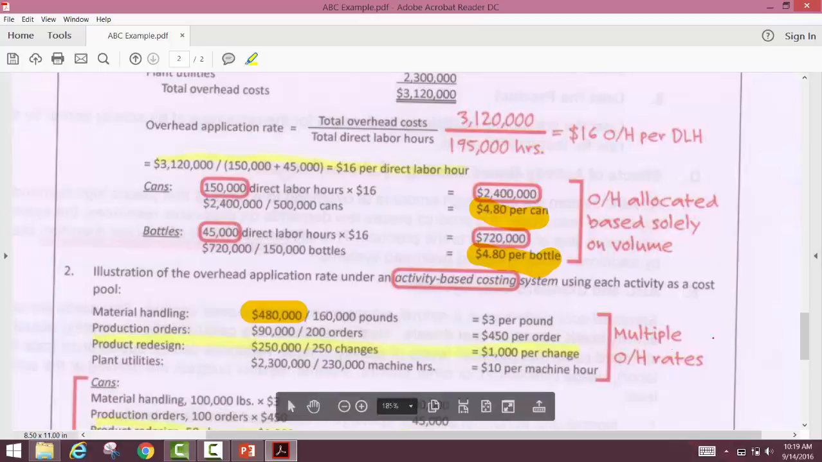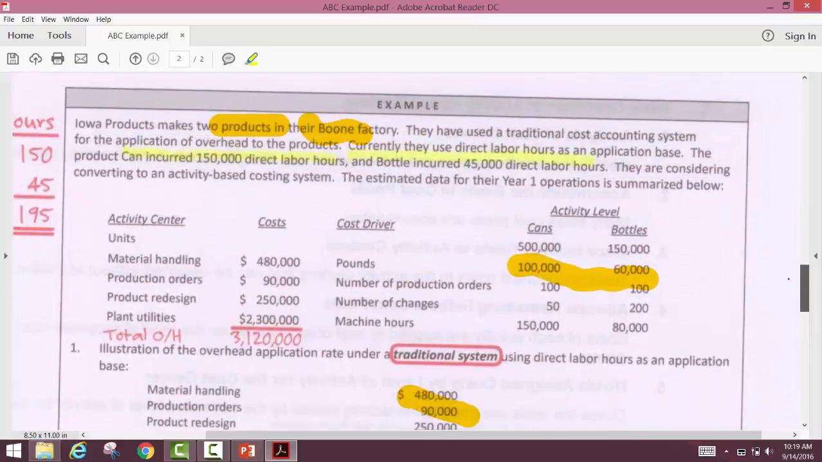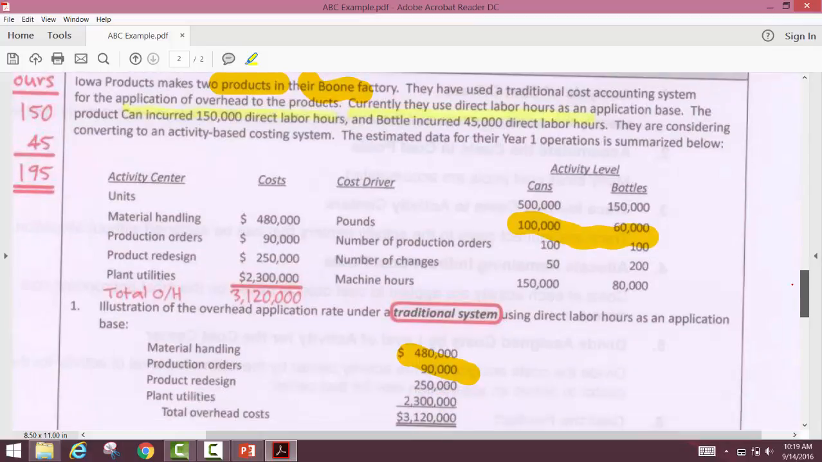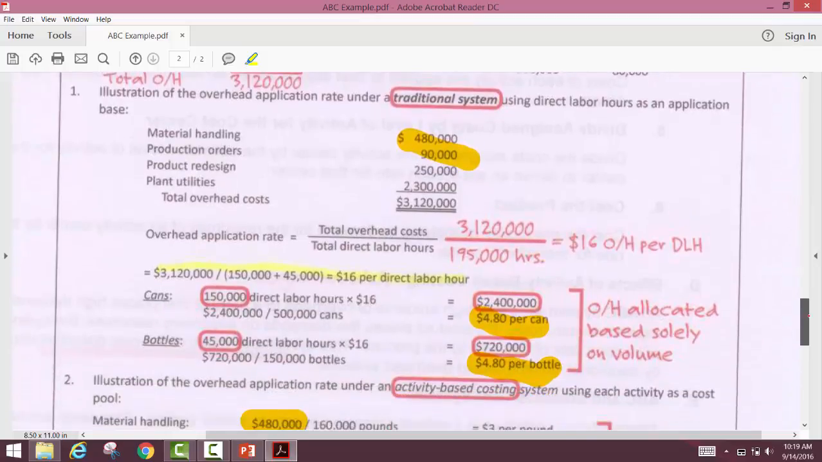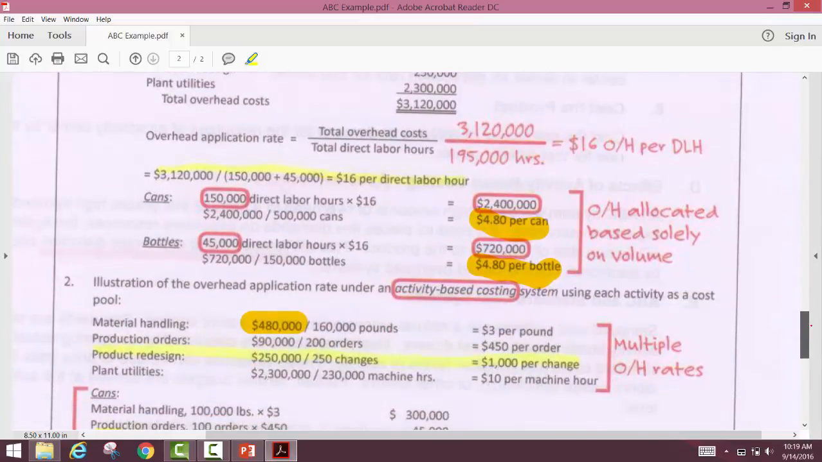So we go to the next one now, and we come back up, and we say that production orders cost us 90,000. And we have a number of production orders of 200. 100 plus 100 is 200, right? You come down, there's the $90,000 divided by how many orders? 200. We have a cost per order, don't we?